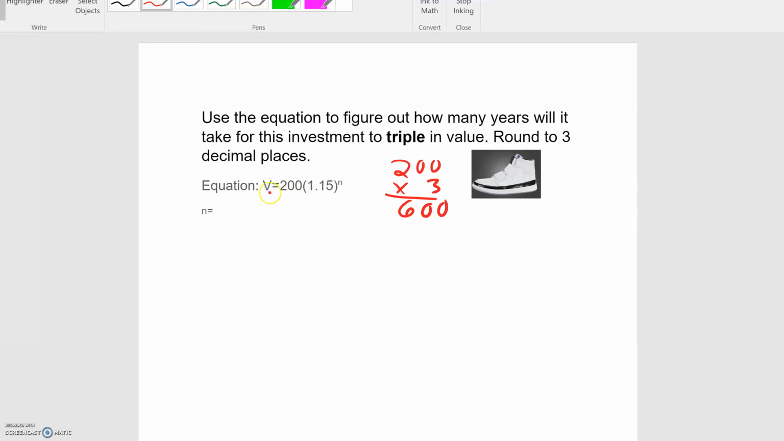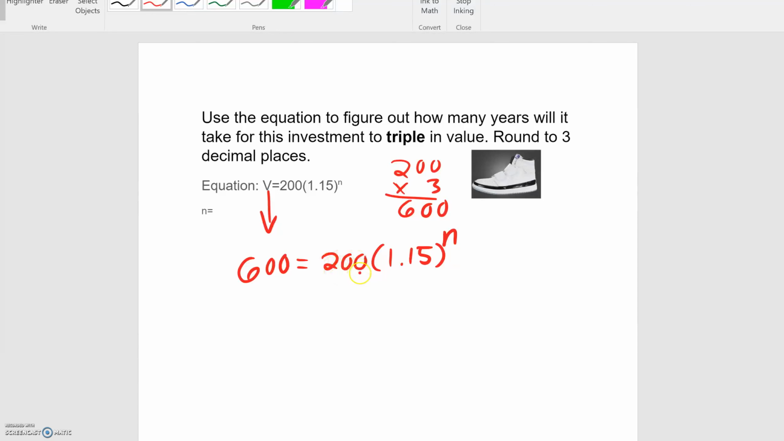So in this equation, V is the value of the shoes. So I want to know, when will this value reach $600? All right. Okay. So here's the equation. The first thing I want to do to solve this is cancel out this 200.